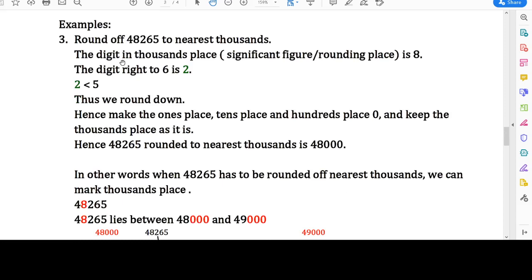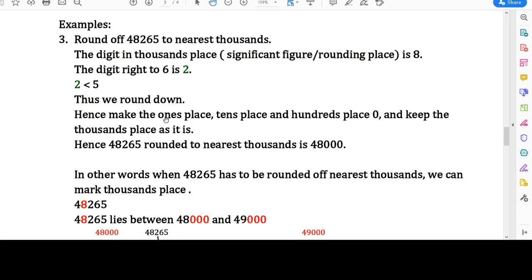Now let us round off 48,265 to nearest thousands. So first we will check the digit in the thousands place, which is the rounding place or significant figure, what we call. So the significant figure or rounding place is 8. Now the digit right to it is 2. So 2 clearly is less than 5. So since it is smaller than 5, we will round it down.